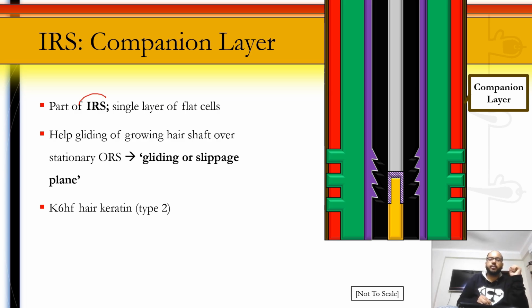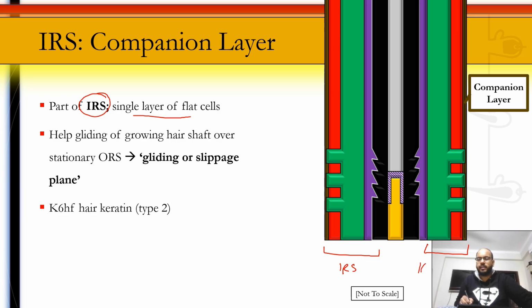Now, the companion layer is a part of the IRS, inner root sheath. Earlier, it was considered a part of the outer root sheath, but it has now been shown to be a part of the inner root sheath. It is a single layer of flat cells. You can see in the schematic diagram, it is flat. Now, this companion layer helps in the gliding of the inner root sheath against the outer root sheath. So, this whole part is IRS. This whole part is also IRS. And in between you have the hair shaft.